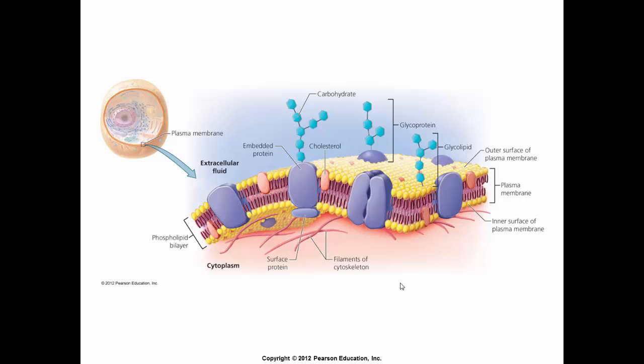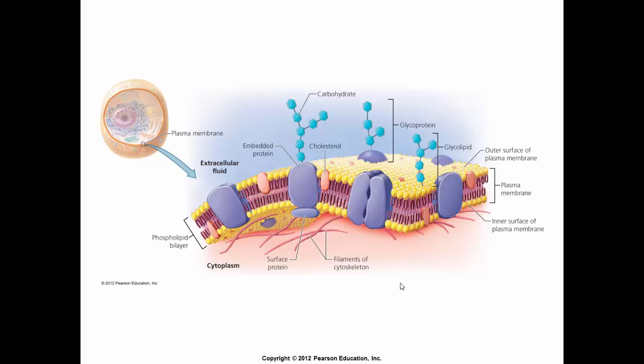So this shows the plasma membrane with the phospholipid bilayer. You see the extracellular, and inside the cytoplasm, that would be the intracellular fluid. So the yellow components are the hydrophilic heads with the hydrophobic tails facing inward from both layers. You see an embedded protein with a carbohydrate.